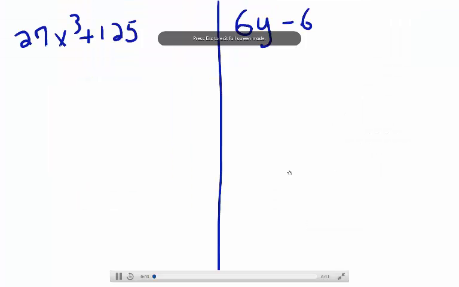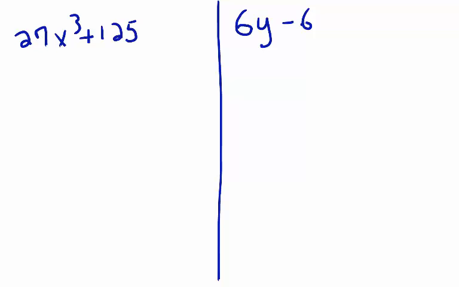In this video, we're going to look at another special case of factoring. Factoring expressions that require the sum or difference of cubes formulas. If we look at our first example on the left, 27x cubed plus 125, we'll notice that we have two perfect cube terms separated by a plus sign. In order to factor this, we can use the special formula for the sum of cubes.